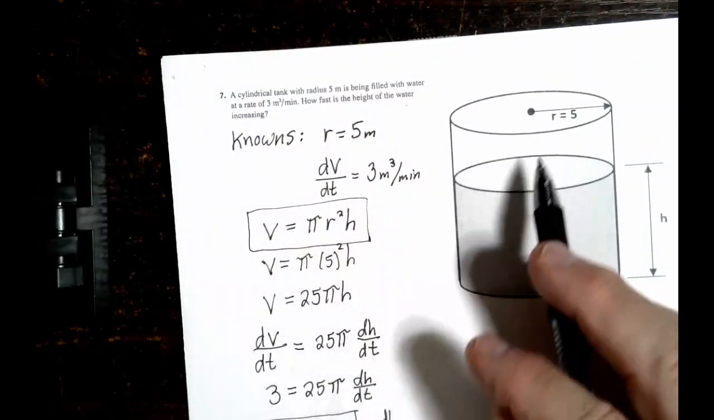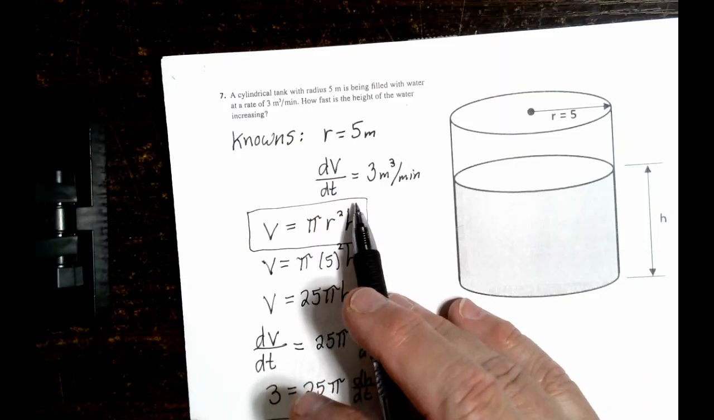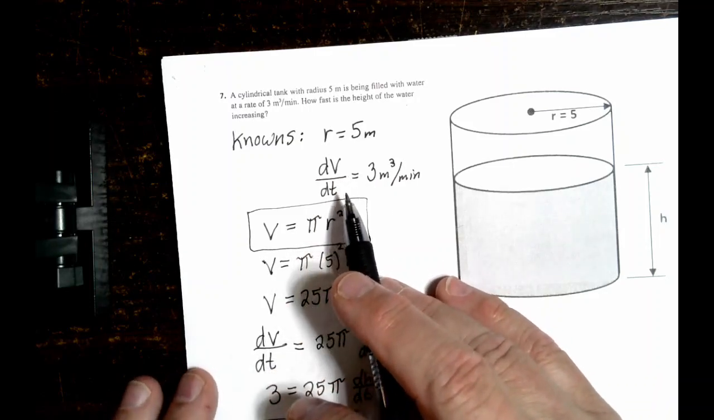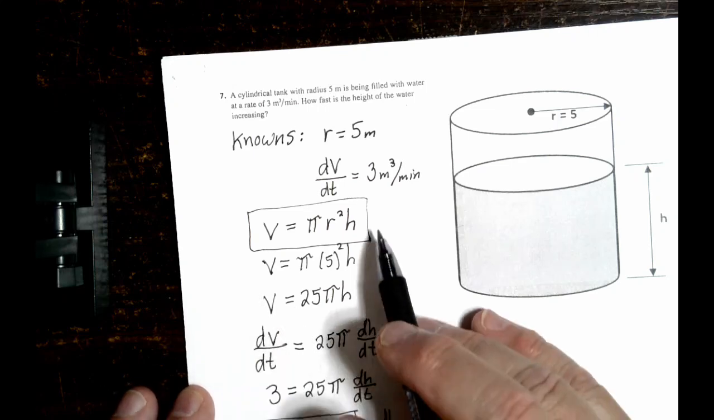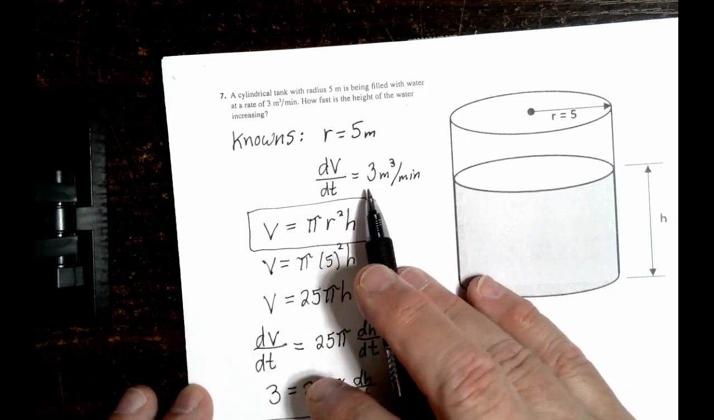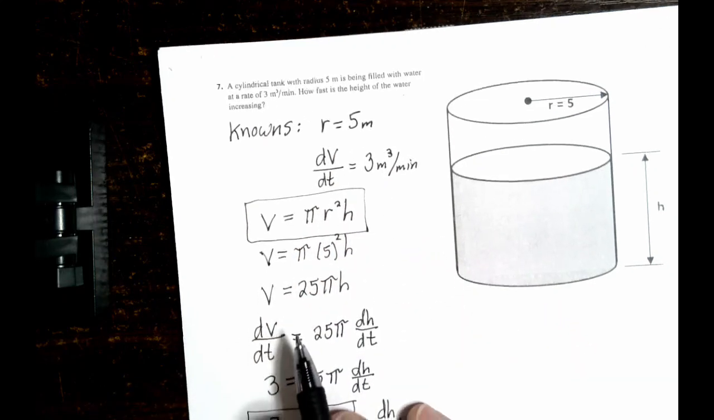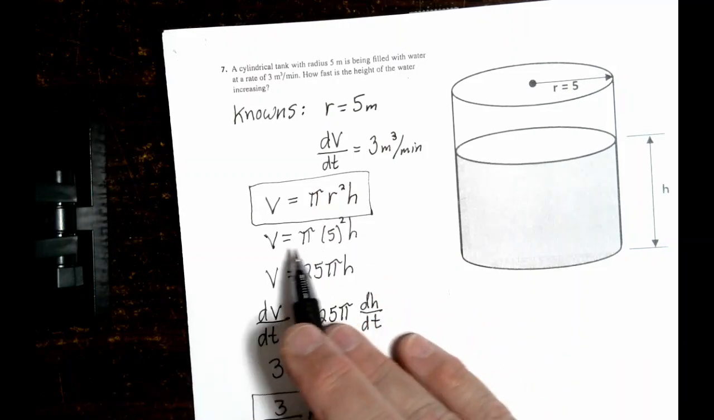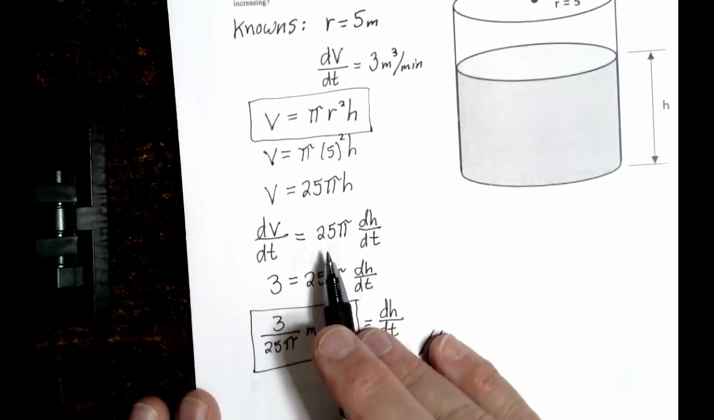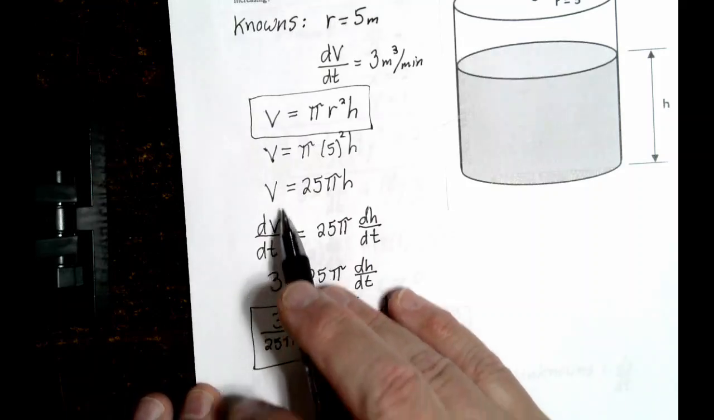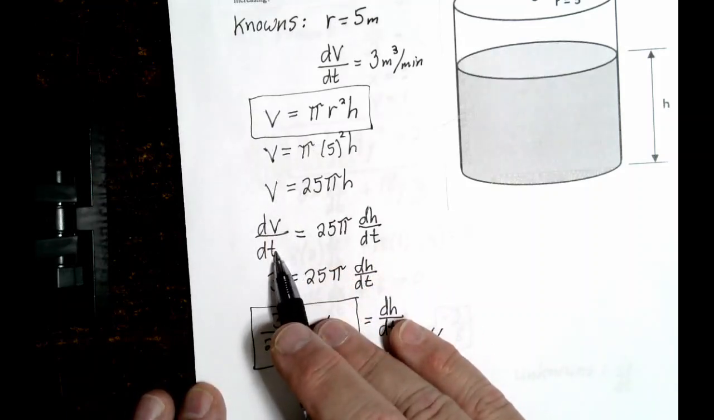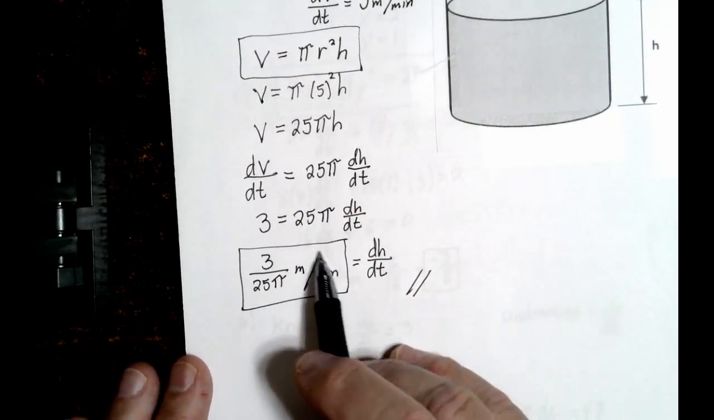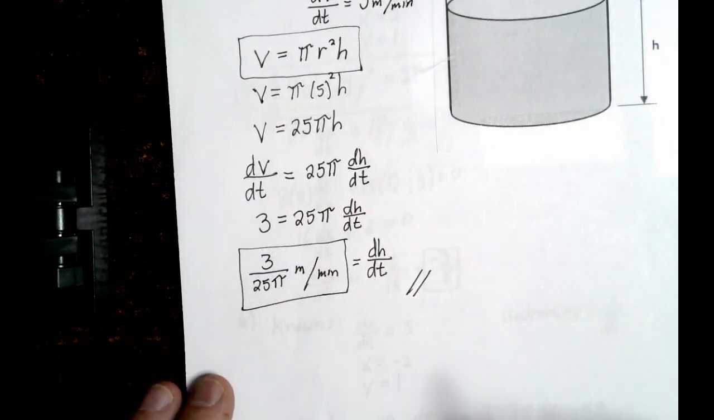A cylindrical tank has a radius 5. It's being filled with water at a rate of 3 cubic meters per minute. How fast is the height of the water increasing? Well, we know r is 5. We know the change in volume is 3. So you can plug in 5 for r, because that never changes, but h and v are going to be changing, and you're going to get related rates for those two. So derivative of v is just v prime, derivative of h is h prime, and you still have your constant out in front. Plug in everything you know and solve it for h prime.